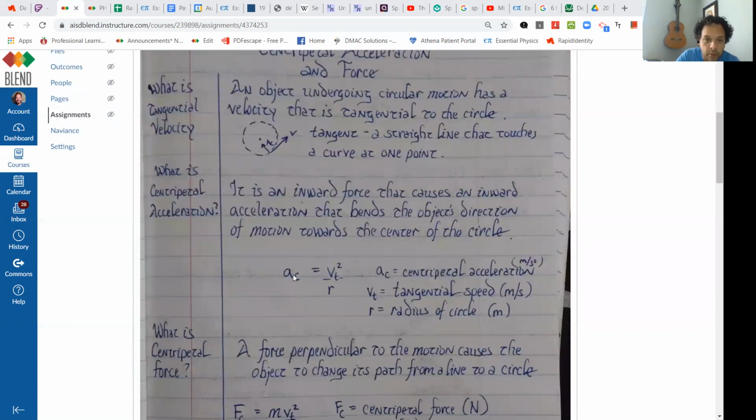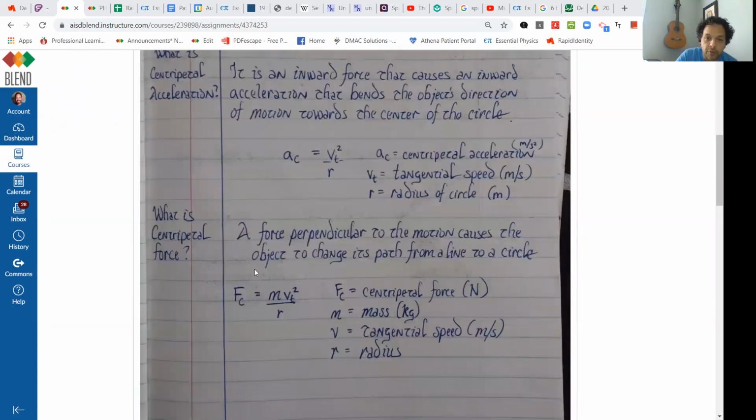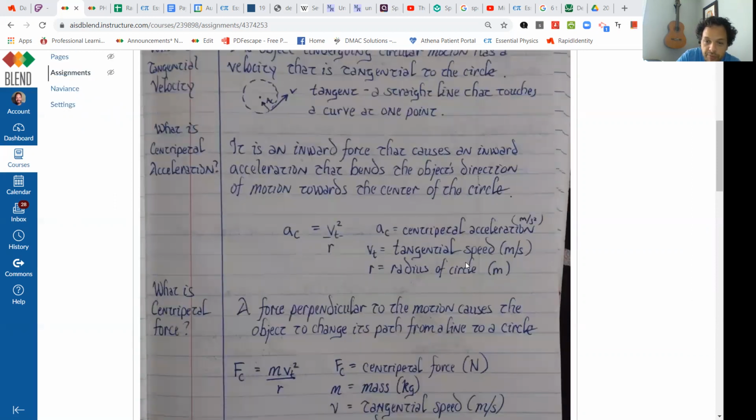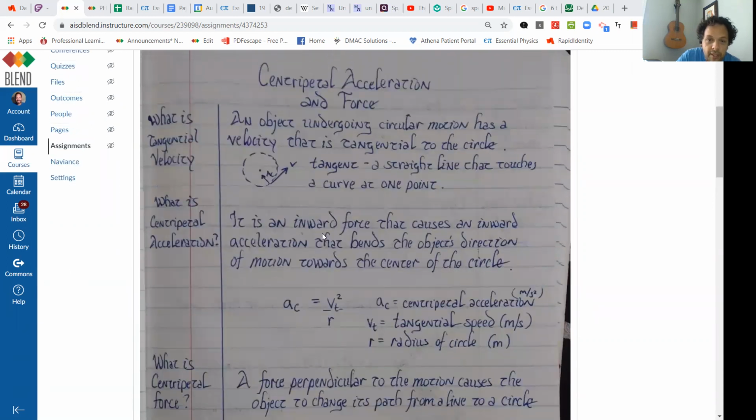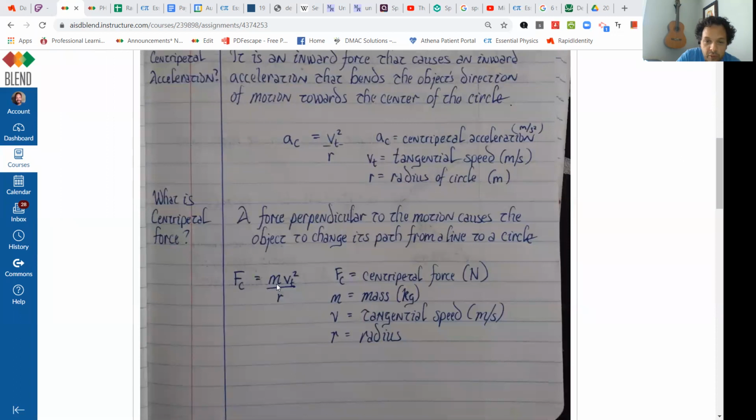This is the formula for centripetal acceleration: the tangential speed, which is v, squared over the radius of the circle. Very simple. What is centripetal force? A force perpendicular to the motion causes the object to change its path from a line to a circle. So this acceleration is also a force once you multiply by mass. Right? Bigger the mass, bigger the force.